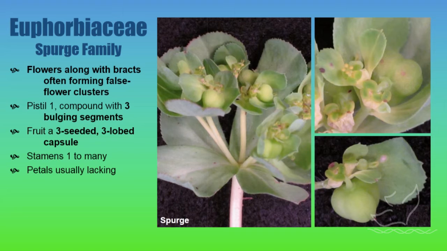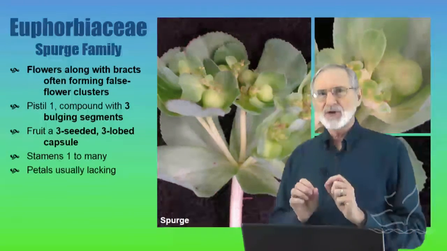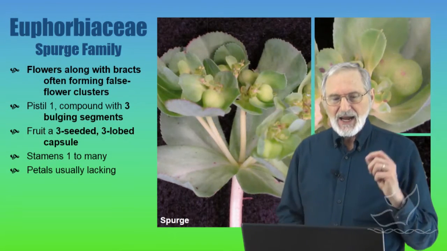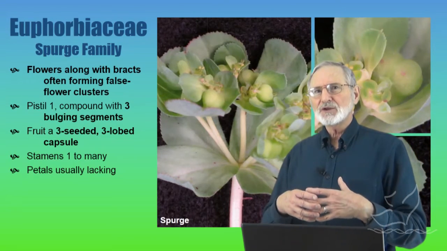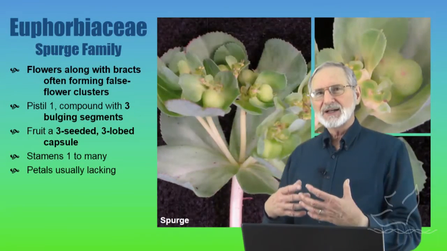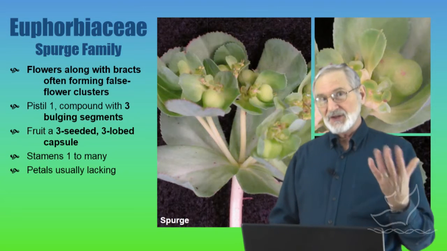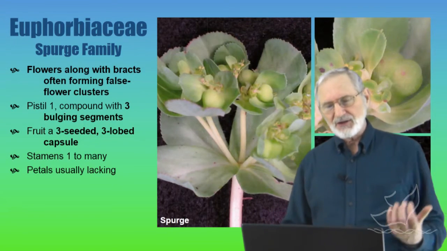Tropical members, we have petals, but in the groups we're looking at, petals are lacking. Sometimes there are little sticky glands at the tops of those fused bracts, and sometimes those will produce white petal-like structures that people think are petals, but they're not petals. So petals are lacking in this group.